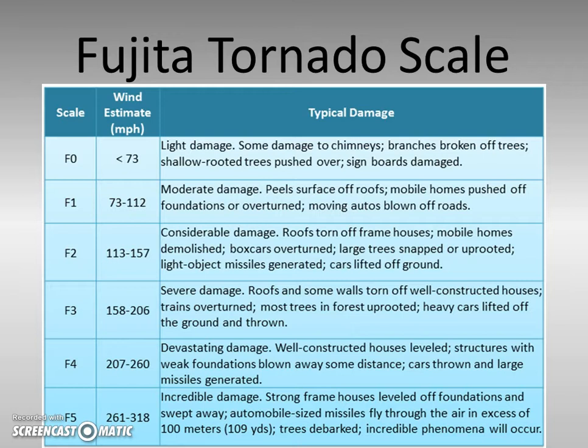The F0, that's when you have winds that are 73 miles per hour or less. So you're going to have very light damage. Maybe branches come off of trees. Maybe very small trees get pushed over and uprooted. Then you have the other extreme, the F5s, 261 to 318 miles per hour. That's really fast wind. So you get incredible damage from this.